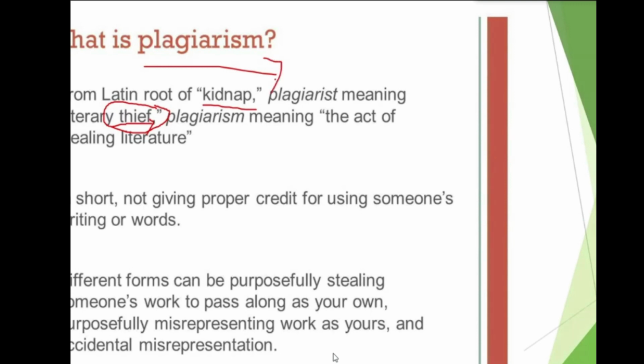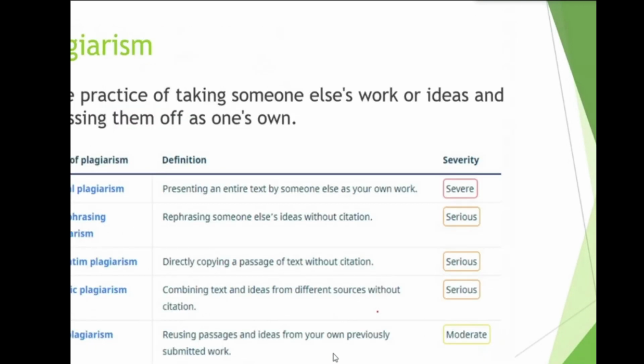That is something that has to be extremely controlled and taught in academic institutions, because if known, people would not generally do it. Sometimes it happens because of ignorance, because people are not aware of it. In short, it is not giving proper credit for using someone's writings or words, or purposefully stealing someone's work to pass it along as your own. Plagiarism is simply the practice of taking someone else's work or ideas and passing them off as one's own. Never should that be done.